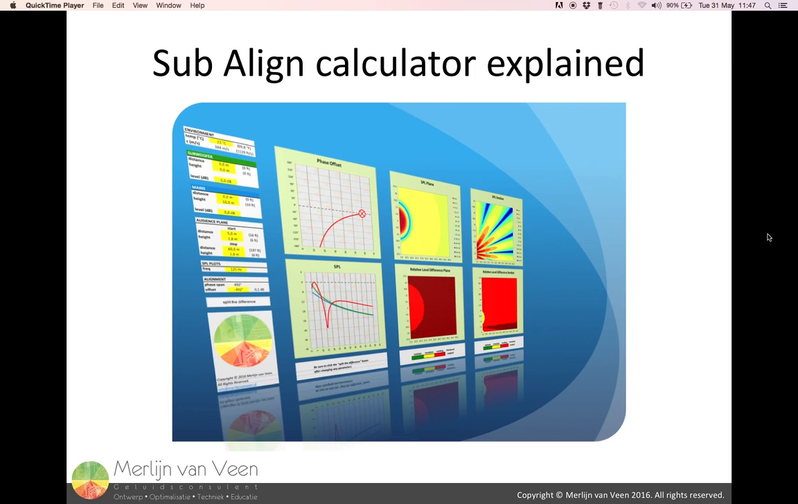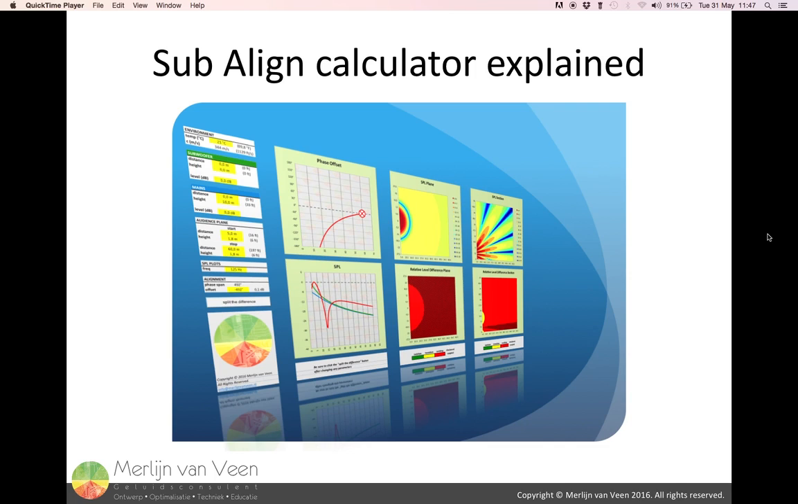Hi everybody, this is Merlijn van Veen from the Netherlands in what is hopefully a one-take attempt at trying to explain the subwoofer align calculator. I've been getting a lot of requests lately from people over email and social media if I could enlighten a little bit the functionality and the features and the purpose of the sub-align calculator. So let's give it a try.